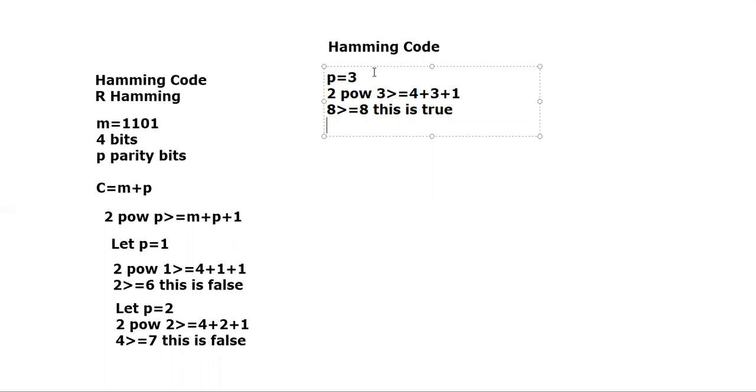Now we have got the parity bits. That means your message is 4 bits and the number of parity bits your Hamming code can have is 3, and that can be calculated using 2 power P should be greater than or equal to M plus P plus 1.